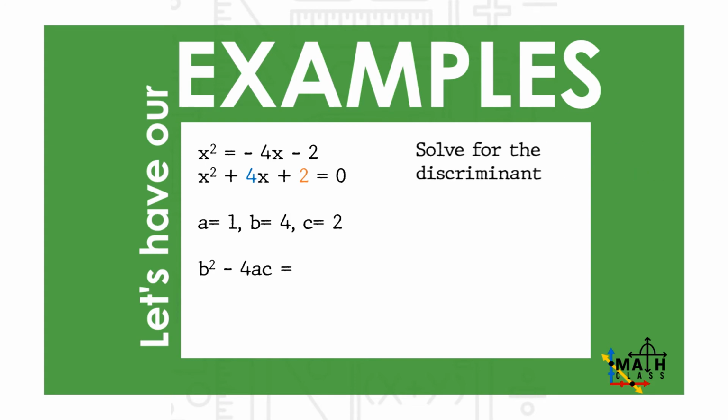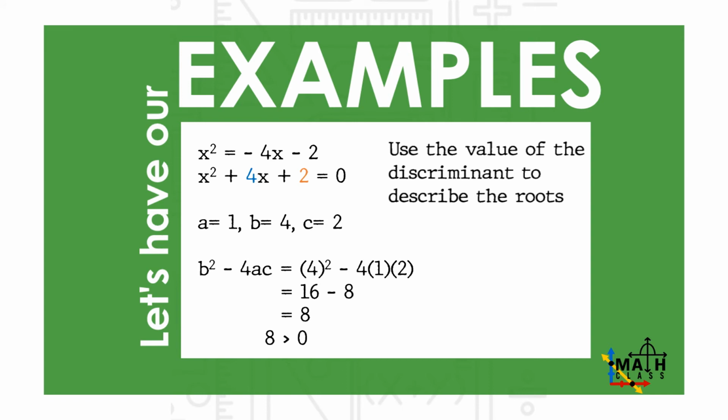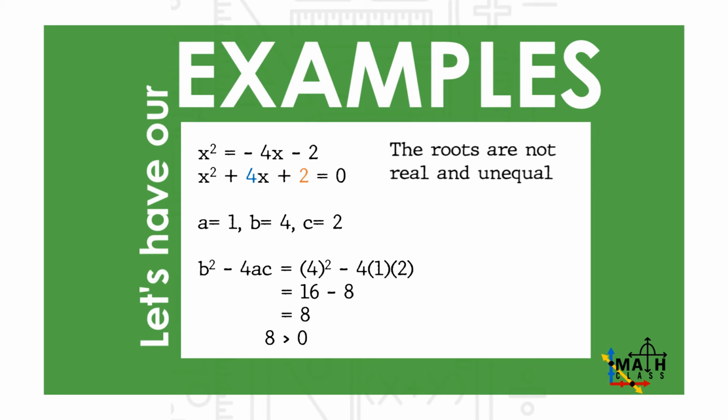Then solve for the discriminant by substituting the obtained values of a, b, and c. Then evaluate. Use the value of the discriminant to describe the roots. Since the discriminant is greater than 0, the roots are real and unequal.